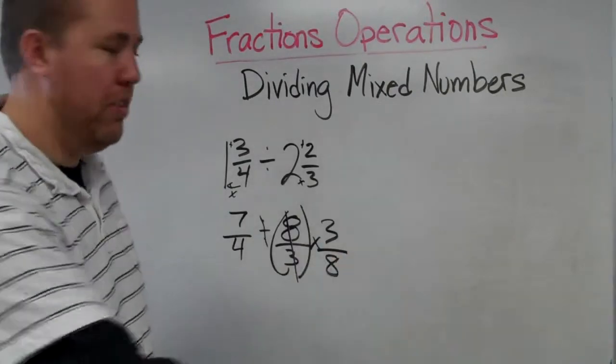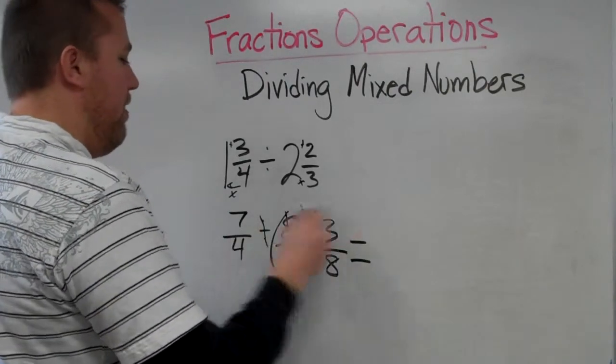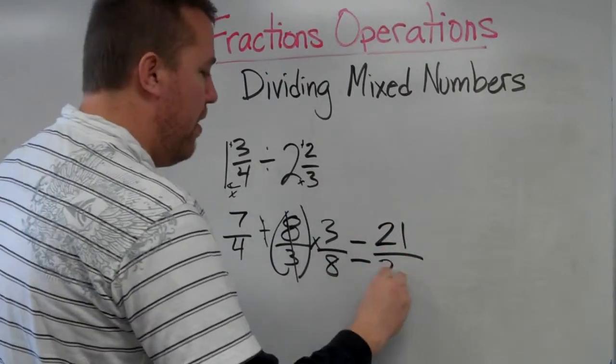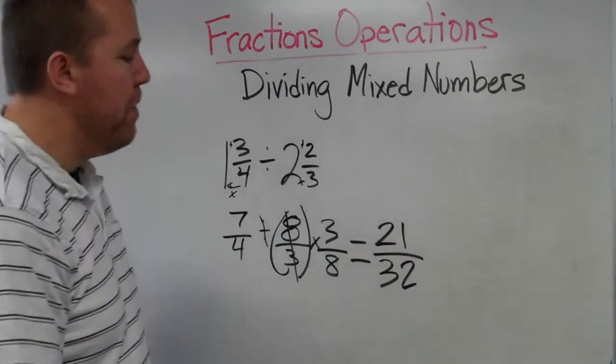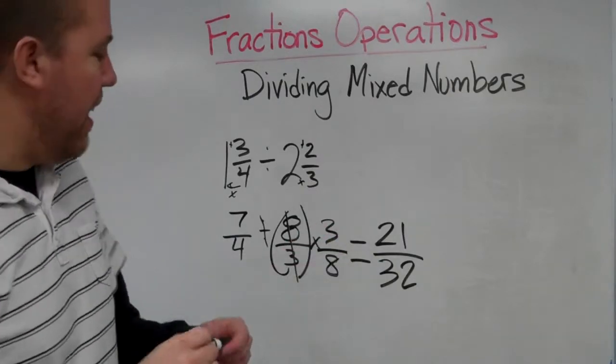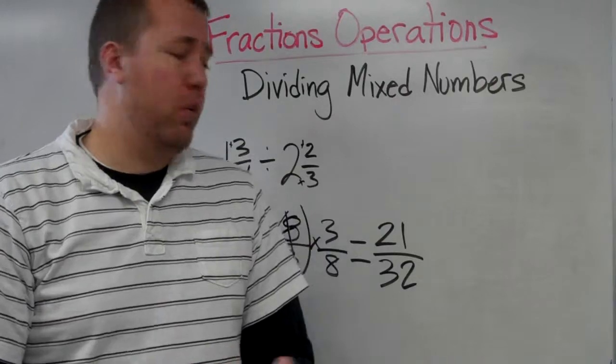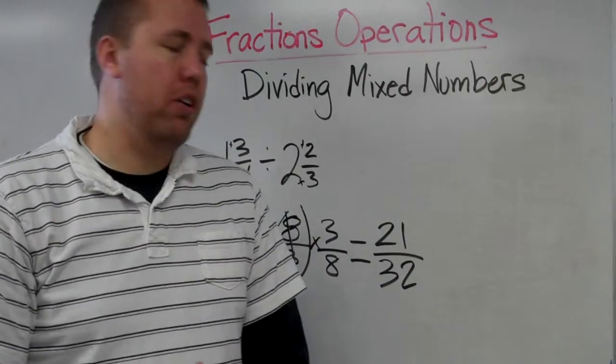Sweet! Multiply straight across. 7 times 3 is 21. 4 times 8 is 32. And I have 21/32, and I've got to look and see if any numbers go into both of those.